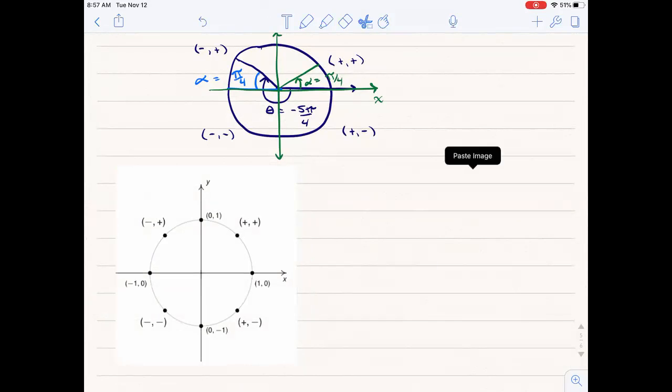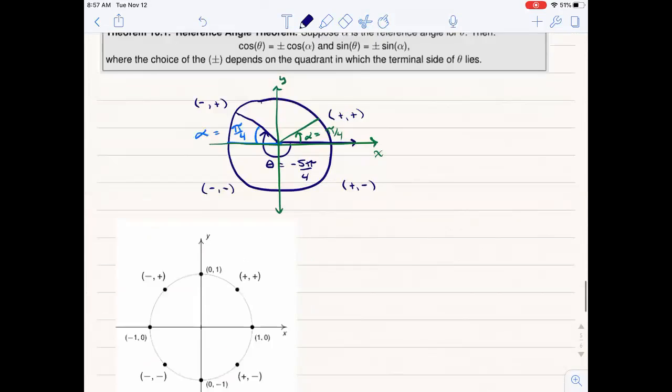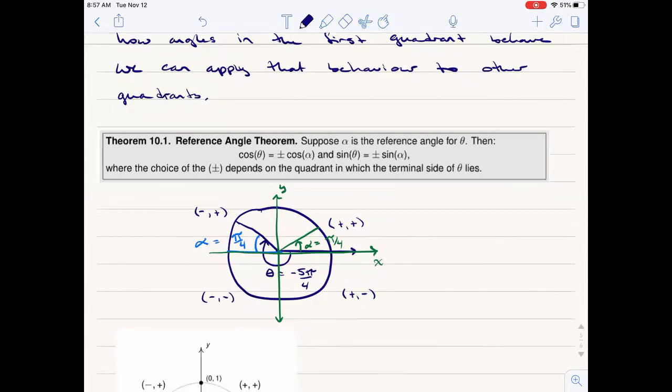So that's what the reference angle theorem is saying, right? If I know what the reference angle is, alpha, then I can say, okay, well, the cos of theta is going to be plus or minus cos of alpha, right? And then same thing, sine of theta, so sine of the original angle, theta, is going to be the reference angle, but plus or minus depending on which quadrant we're in.